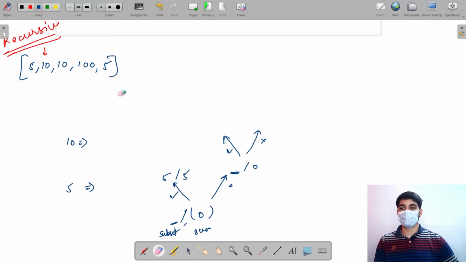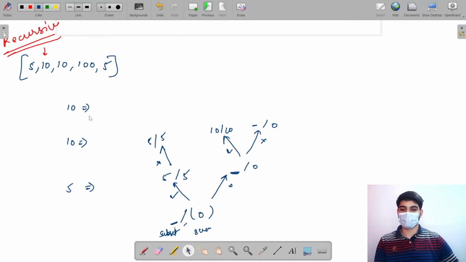So what would happen is 10 would exclude itself, 5 and 5. If 10 includes itself, 10 and 10. If 10 excludes itself, then empty subset and 0 again, right? Then again, if we choose for 10, right?